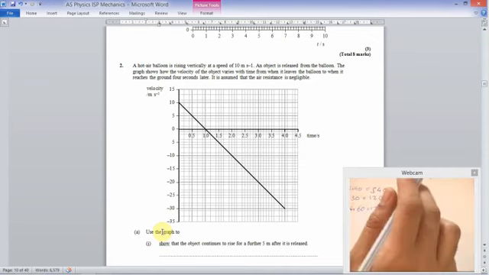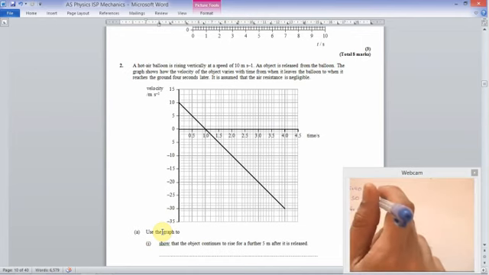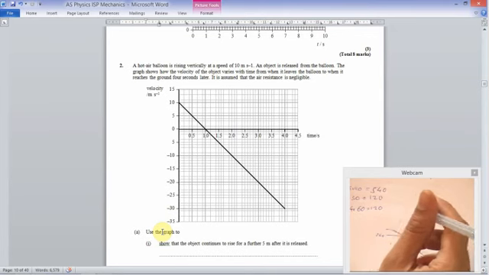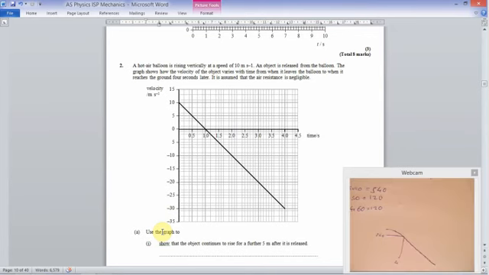So you've got a hot air balloon rising vertically at 10 meters per second. It's released. The graph shows that the velocity of the object varies with time from when it leaves the balloon to when it reaches ground 4 seconds later. Assume that the air resistance is negligible. So use the graph to show that the object continues to rise a further 4 meters after its release.